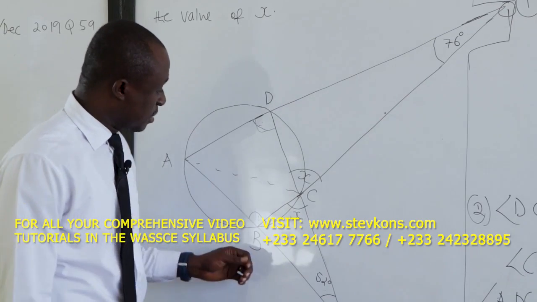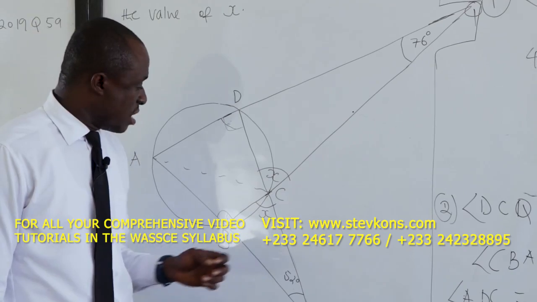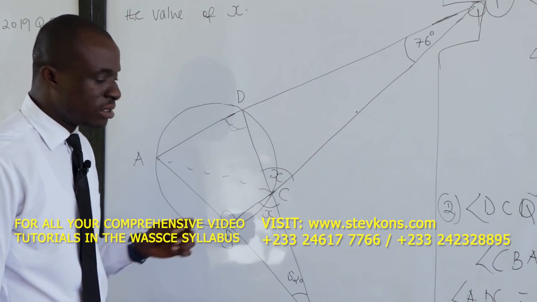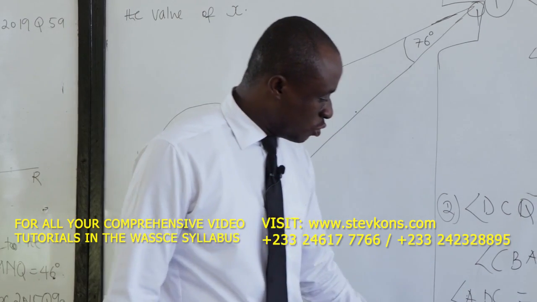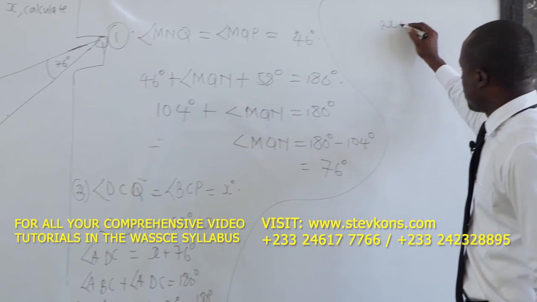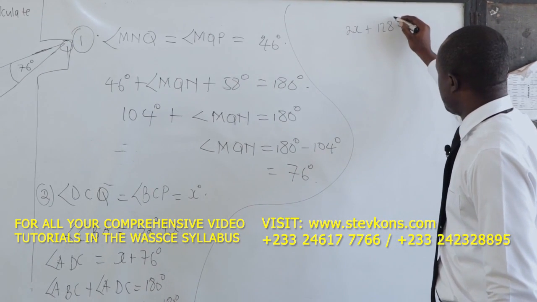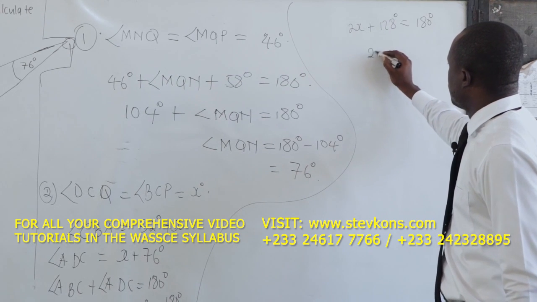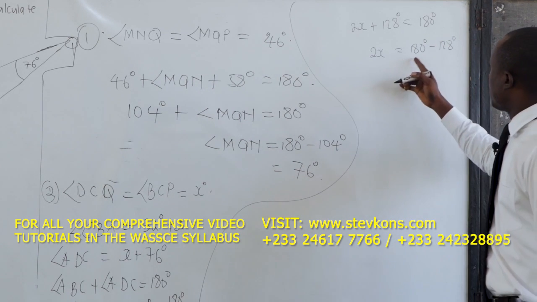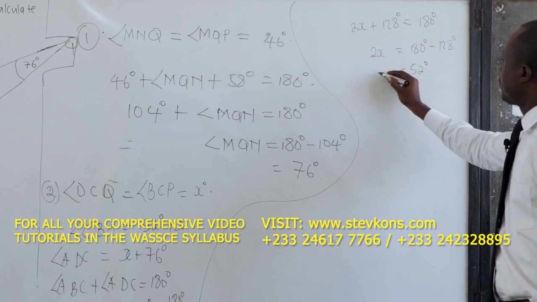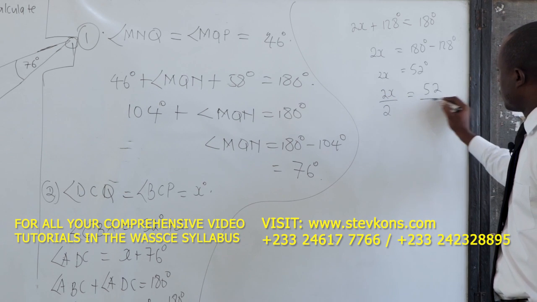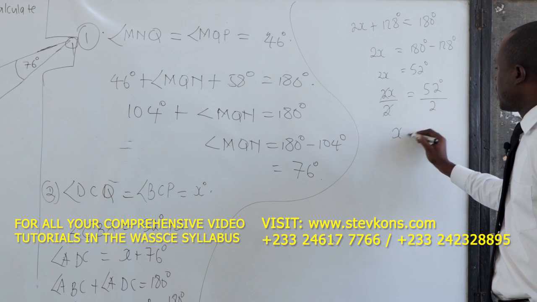Now, so we want to find, so Claire, what can we see? Because AC is a chord, the opposite angles at the circumference equal to 180. So this angle plus that angle equal to 180. Now, what is 52 plus 76? And this is 128. So we have 2x plus 128 degrees equal to 180 degrees. 2x equal to 180 degrees minus 128 degrees. Now, 180 minus 128, this is 52 degrees. We want to find X. What do you do? Divide both sides by 2. Clearly, X is equal to 26 degrees.